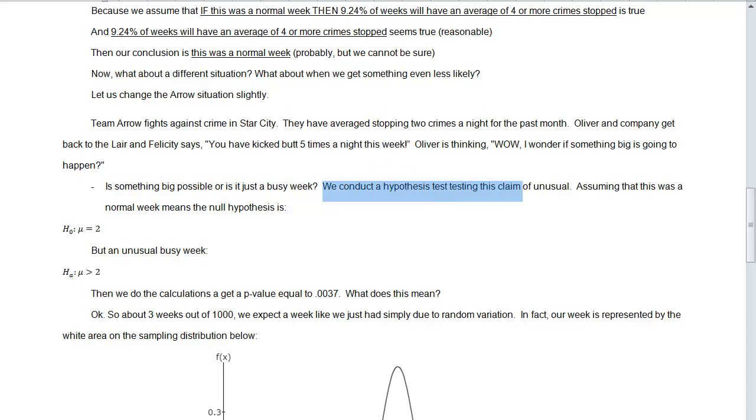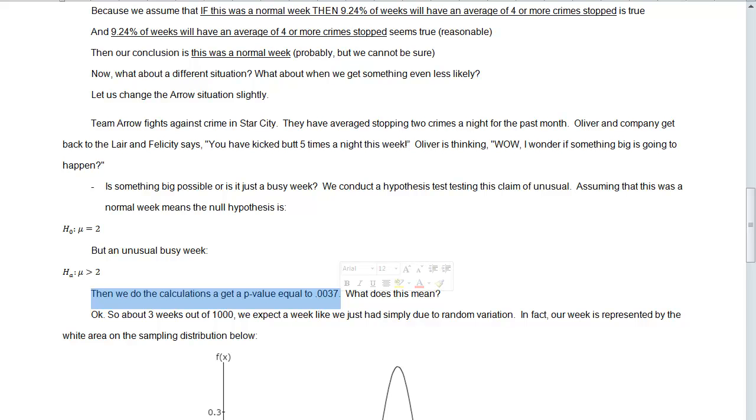So again, we would conduct a hypothesis test for this claim to see if it's unusual. Assuming that this was a normal week means the null hypothesis is again that mu is still equal to 2. The average overall for fighting is still 2 crimes stopped a night. But an unusual week, a week where I would reject that and say the average is now different, I would say is greater than 2. Now, when we do the calculations on the simulated samples that I did, I got a p-value equal to 0.0037.